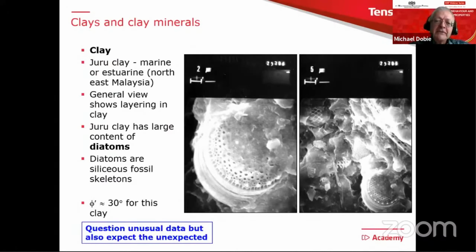So here's a little bit of advice: when you see data that is unusual, it's definitely important to question it and investigate it. But sometimes you need to be ready for something that's unexpected. And this is certainly the case in this particular marine clay.